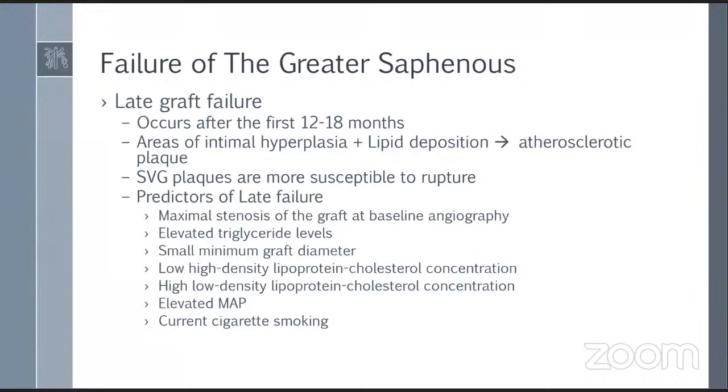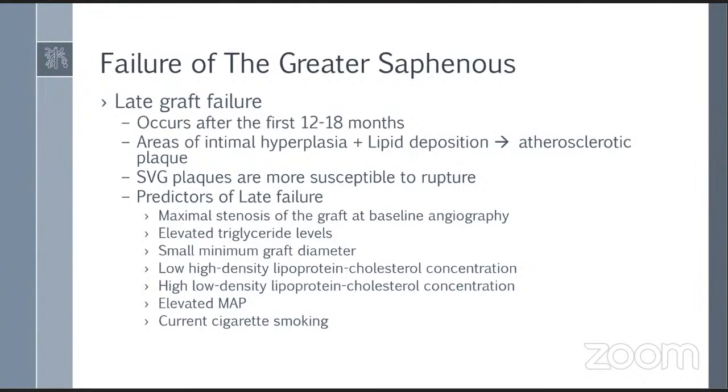Regarding the late graft failure, which is the last type of graft failure in the saphenous vein, it happens after the first 12 to 18 months. It is when areas of intimal hyperplasia undergo lipid deposition, which causes atherosclerotic plaques. And the saphenous vein graft atherosclerotic plaques are friable and poorly calcified, which puts them at higher risk of rupture and occlusion of the graft.